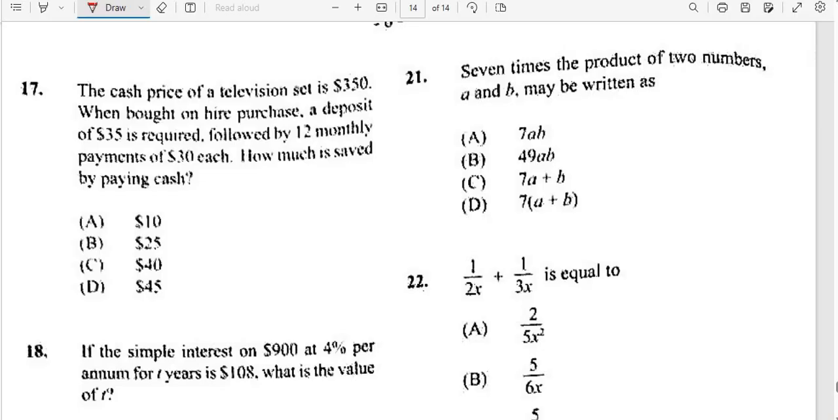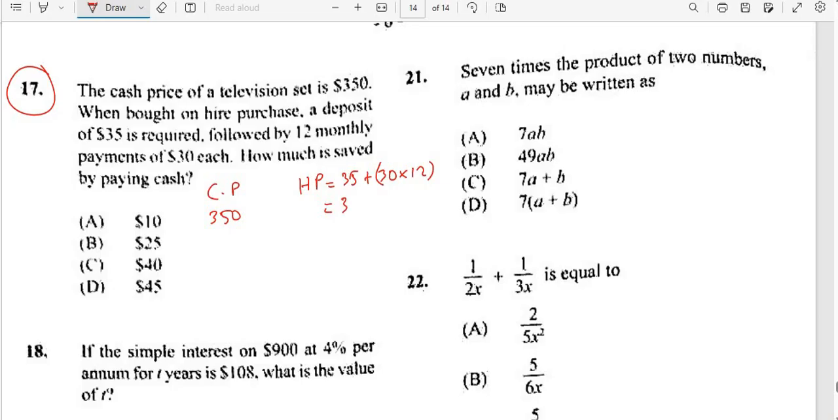The cash price of a television set is $350. So we have the cash price. And when bought on hire purchase, it includes a deposit of $35, followed by 12 monthly installments of $30. So you're paying $30 for 12 months. So you're going to have to multiply 30 by 12. All right? $30 each month for 12 months. You're adding 30 12 times. So 30 times 12. And any payment you make under hire purchase goes under the hire purchase total, you make a deposit. Because you're using hire purchase, that goes on the hire purchase, including the installments.